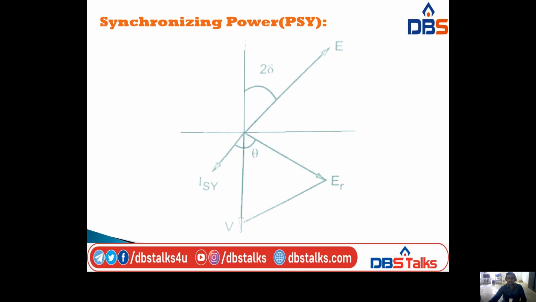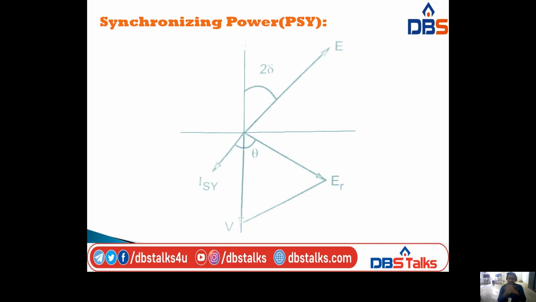This is the phasor diagram I am taking. Here I am taking 4 quadrants, but the operation is mainly in the 3 quadrants. Here I am taking the V line, ER line, ISY line and E line. The angle between V and resultant EMF ER is theta. Next I am drawing a synchronizing current line, ISY, in parallel with the voltage line, and I am drawing an EMF line E.